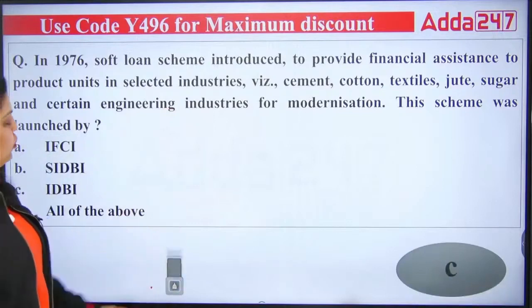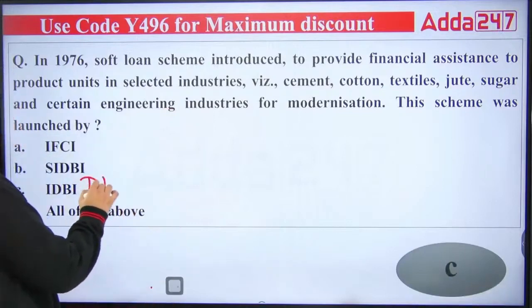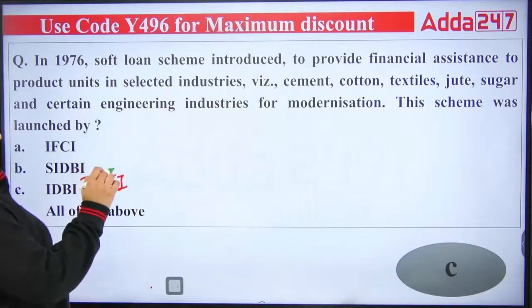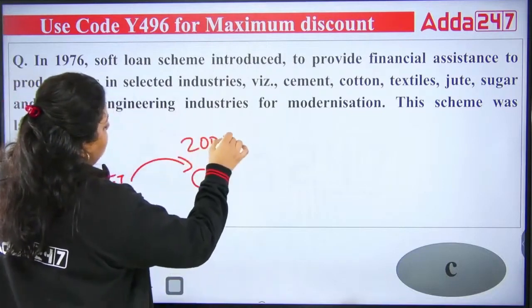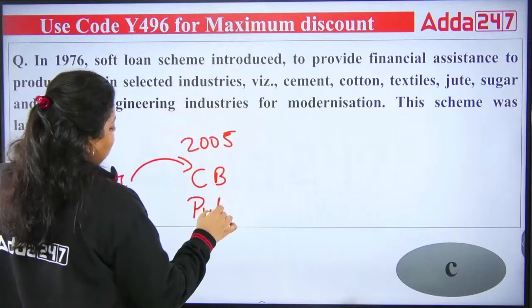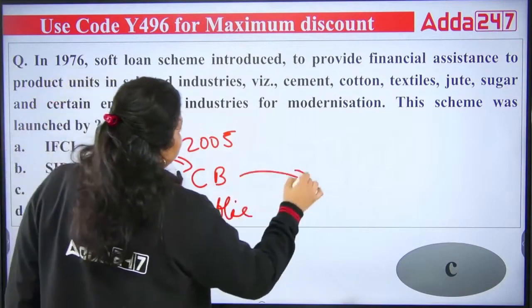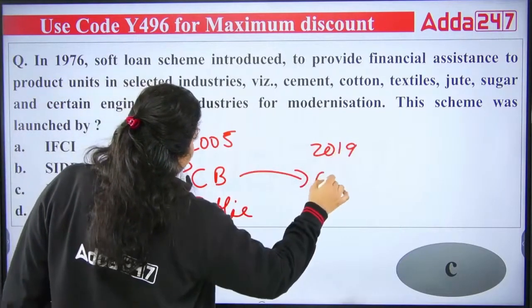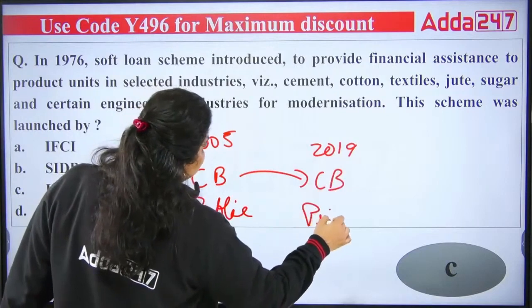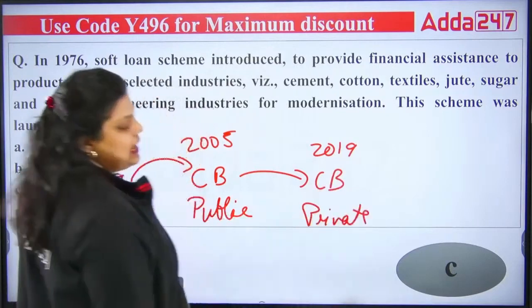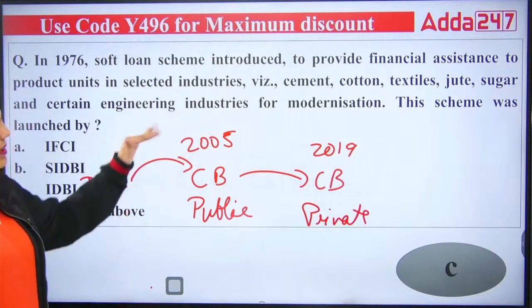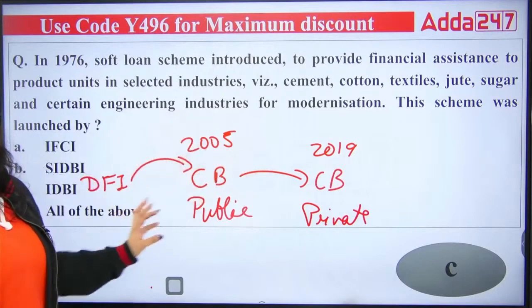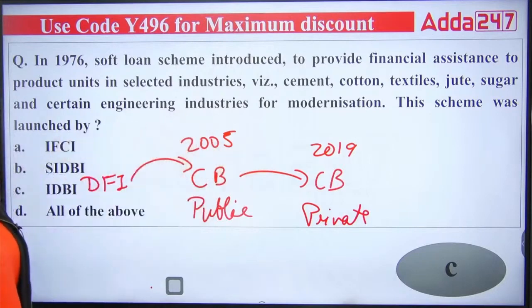It used to be a development financial institution when it was established in 1964. Then it converted into a commercial bank in 2005. It was a public sector bank then. In 2019, it is still a commercial bank, but it became a private sector bank because LIC purchased 51% shares of IDBI in 2019. This is how the ownership of IDBI has changed.